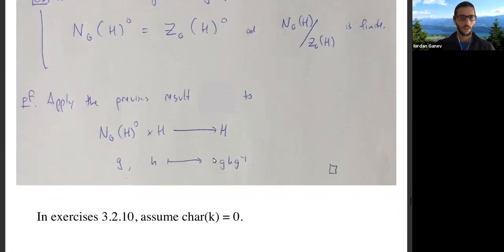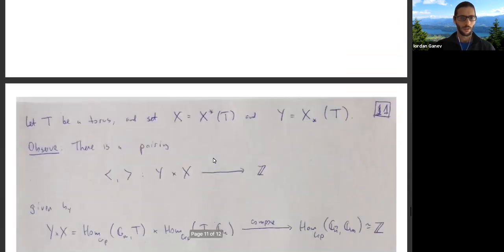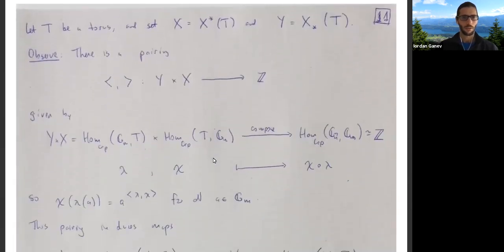Okay, and so one last thing. If we restrict our attention to tori, a specific class of diagonalizable groups, then we get this perfect pairing between the character lattice and the co-character lattice. And this comes from just composition. If we have a co-character, that's a map from GM to the torus. If we have a character, that's a map from the torus to GM. If we compose them, then we get a map from GM to GM. And by map, I mean group homomorphism. And since these group homomorphisms are just given by an integer, we get an integer.